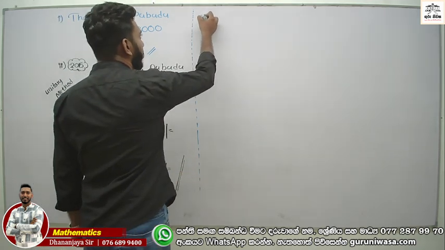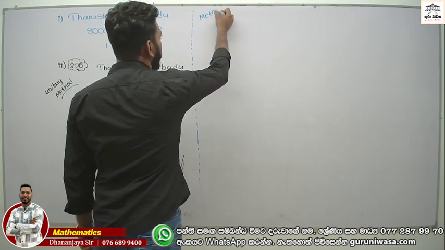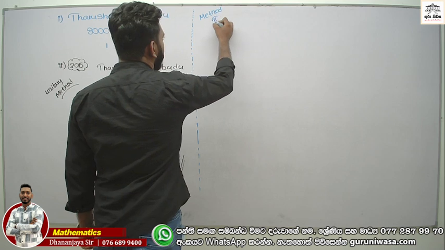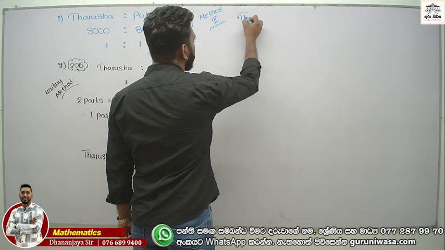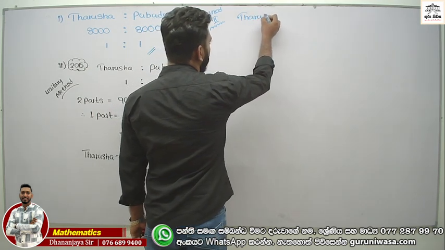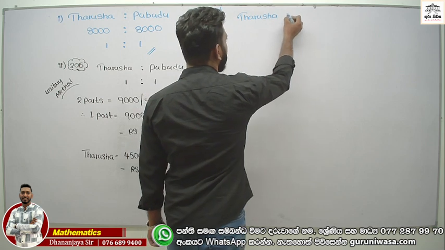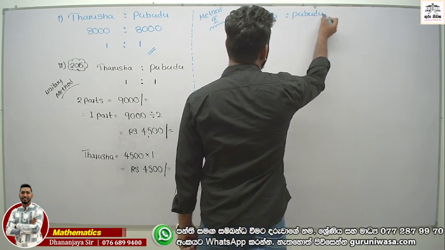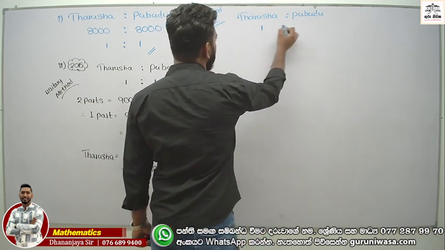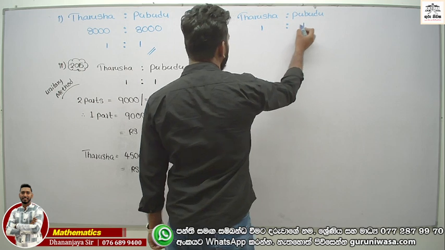Right. This is method number 2. You can use this method also. Tarusha and Pubudu, and the 1 to 1, that's the ratio between Tarusha and Pubudu.